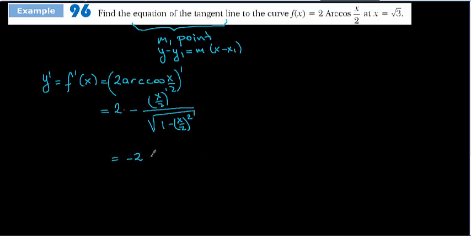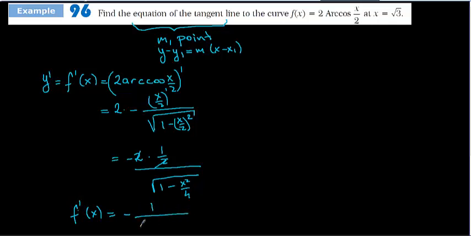It's going to be equal to minus 2 times the derivative of x over 2, which is equal to 1 over 2, because the derivative of x is equal to 1. So the result is 1 over 2, then over square root of 1 minus x squared over 4 is going to be the answer. And if you simplify this, f derivative x is going to be equal to minus 1 over square root of 1 minus x squared over 4.